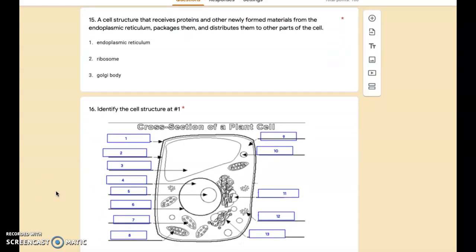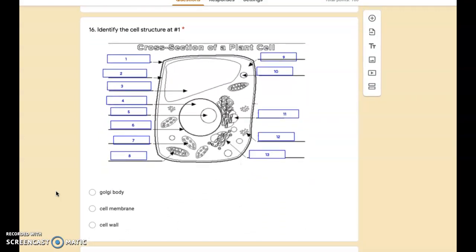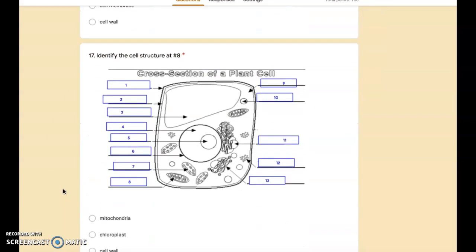Number 15, a cell structure that receives proteins and other newly formed materials from the endoplasmic reticulum, packages them, and distributes them to the other parts of the cell. Is that the endoplasmic reticulum, the ribosomes, or Golgi body? Number 16, identify the cell structure at number 1. So number 1 is over here on the left side. It's the outer layer of the plant cell. Is that the Golgi body, the cell membrane, or the cell wall?